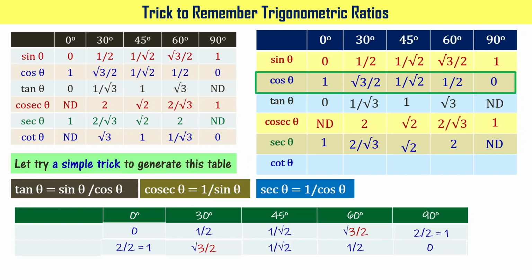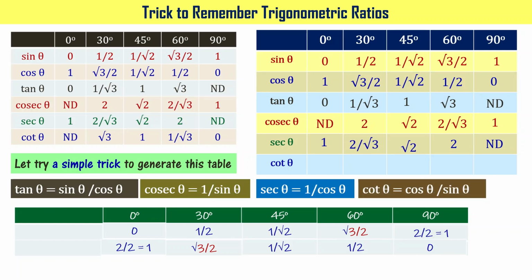Now let's go to cot theta, that is 1 by tan theta or cos theta by sin theta, right? So cos theta by sin theta, for 0 degrees is 1 by 0, that is not defined. And cot 30 degrees is 1 by tan 30 degrees, that is equal to 1 by 1 by root 3, that is equal to root 3. And cot 45 degrees is 1. And cot 60 degrees is 1 by root 3. And cot 90 degrees is 0. Right? I hope you must have enjoyed this particular trick.